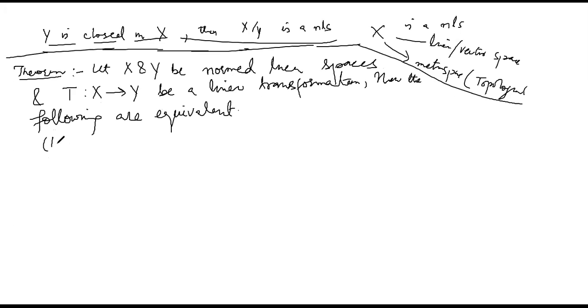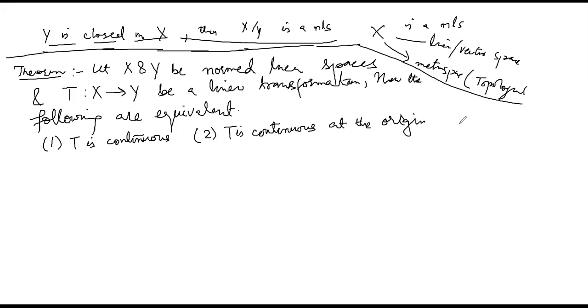Pehla, T is continuous. Second, T is continuous at the origin. Origin means the zero element of X in the sense of the metric space. That is, if Xn approaches 0, T of Xn approaches 0.